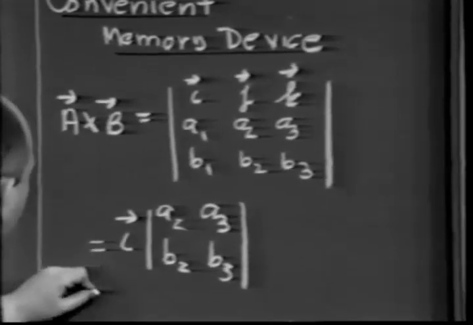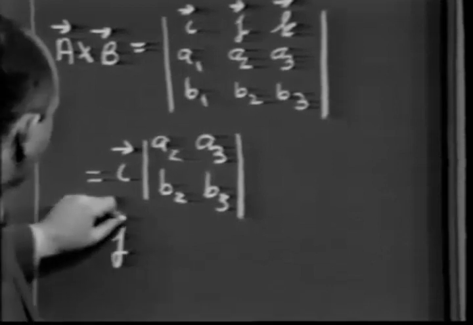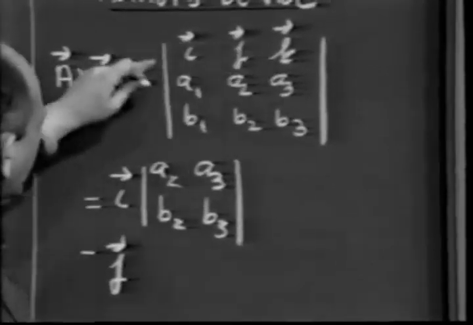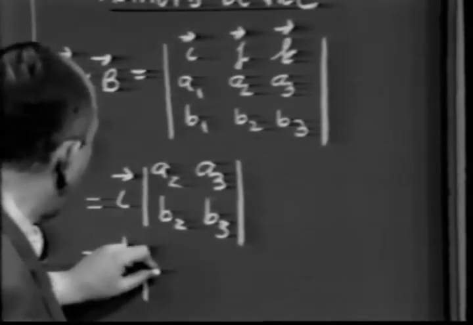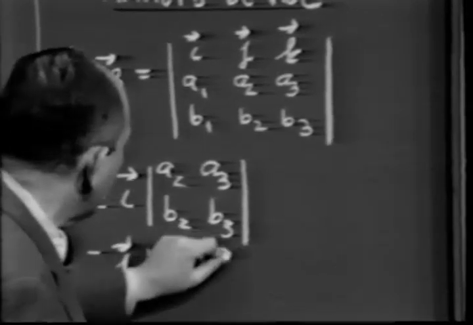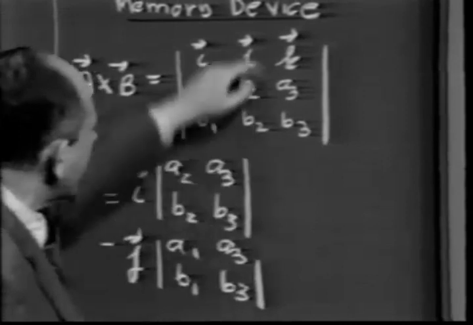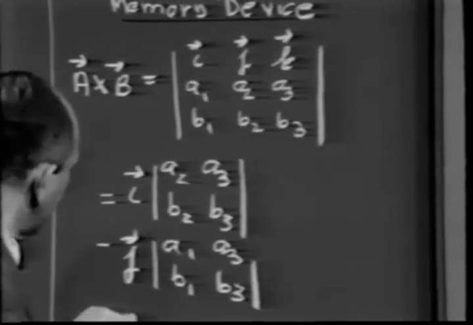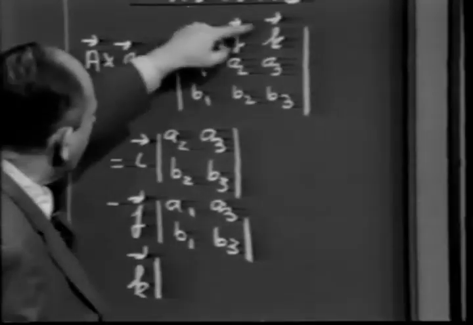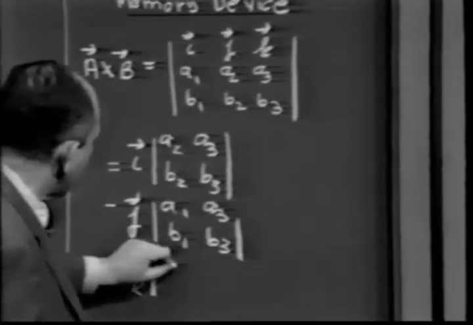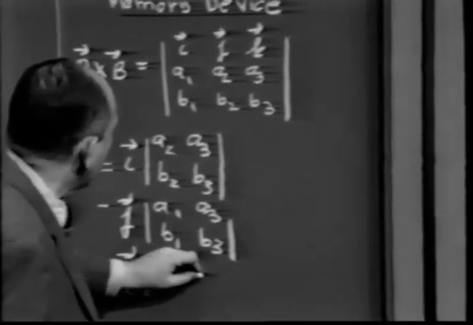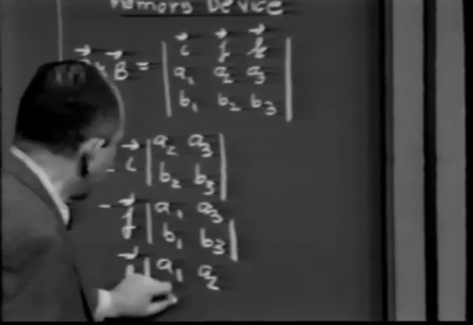Okay? Then it says what? Take out j with a minus sign, strike out the row and column, multiply by the remaining 2 by 2 determinant. Then it says factor out k, and strike out the row and column that k appears in, multiply by the remaining 2 by 2 determinant.